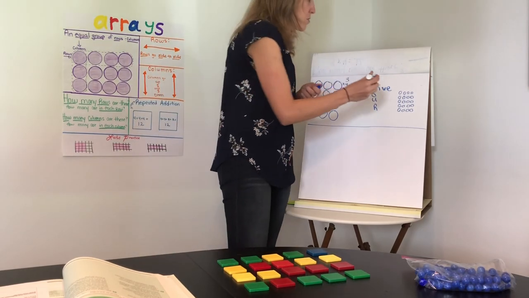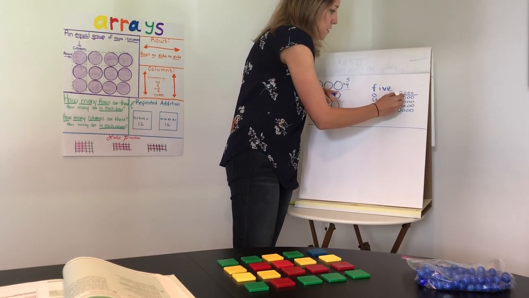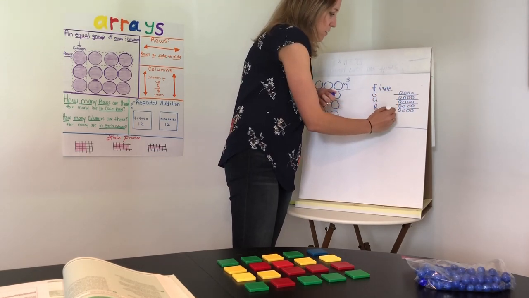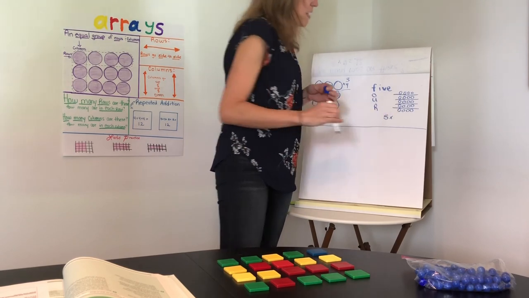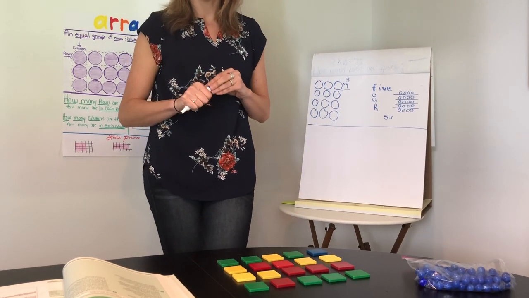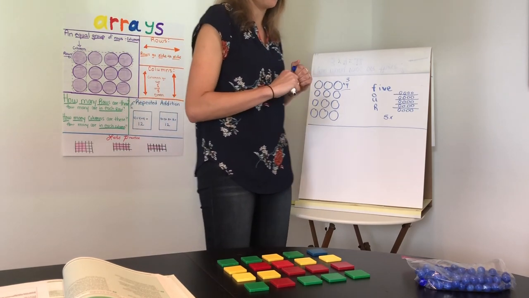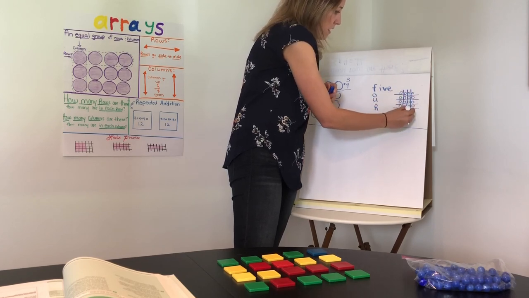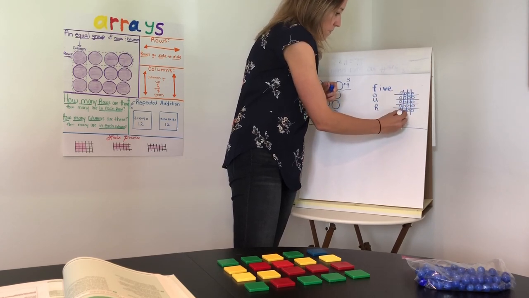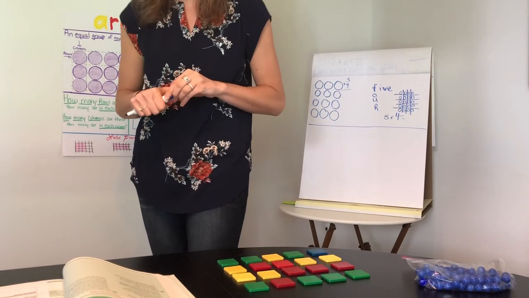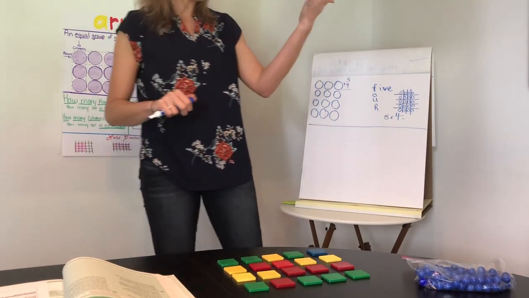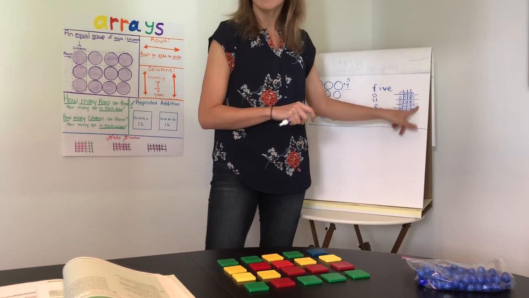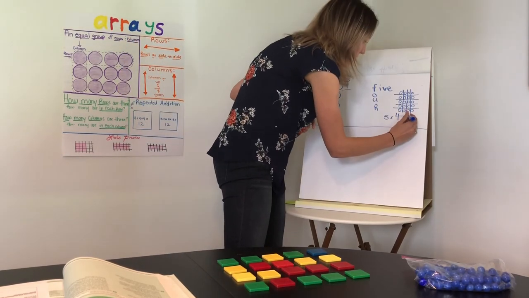Now remember, we've got our rows. One, two, three, four, and five. So we've got five. And how many columns do we have? How many columns did he put them in? We'll count them. Here we go. One, two, three, four. So we can use our repeated addition and count by fives. We can do it. 5, 10, 15, 20. Good. So that gives us 20.